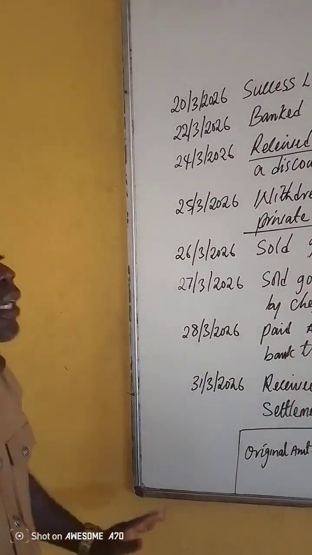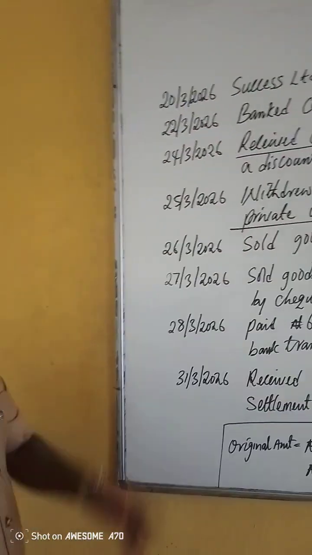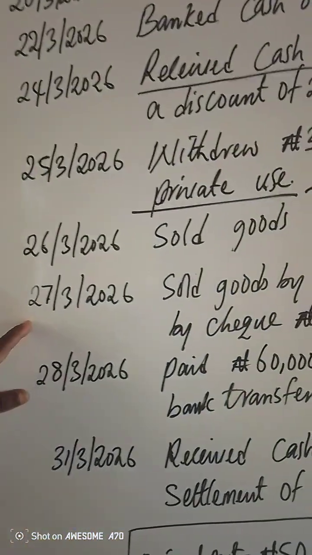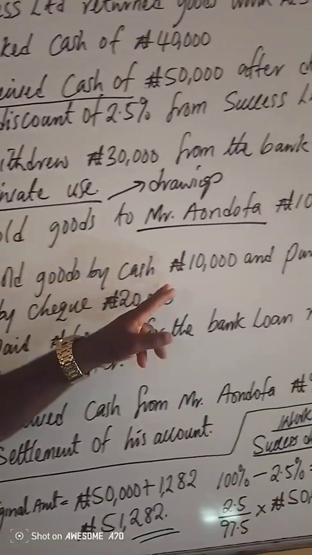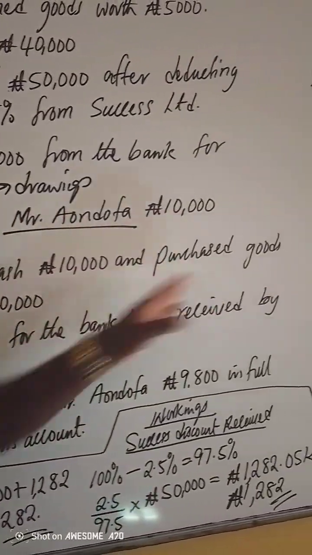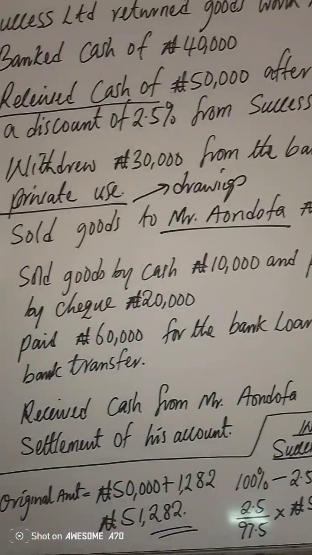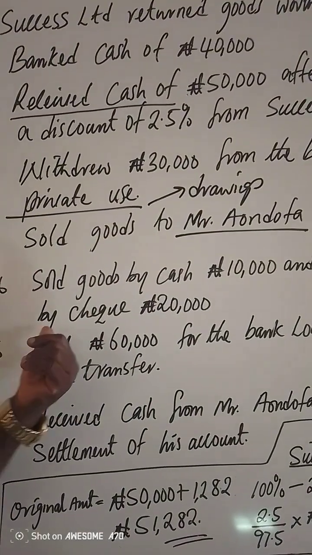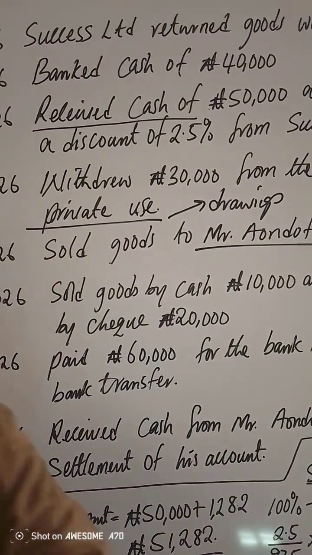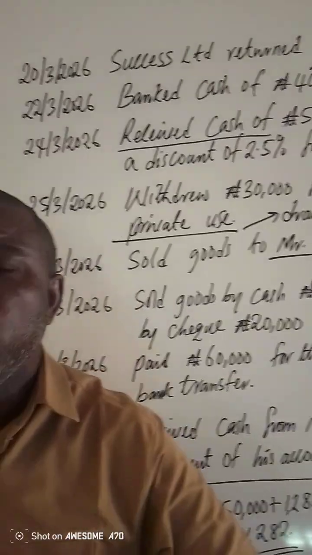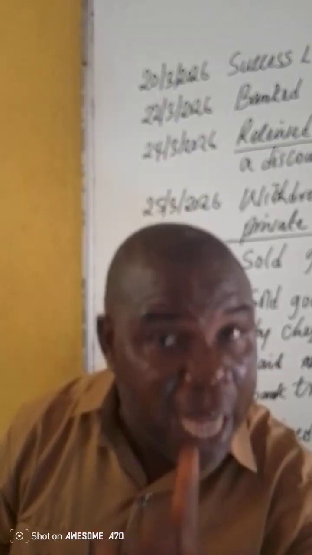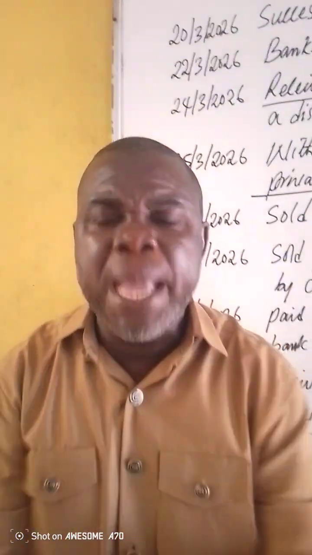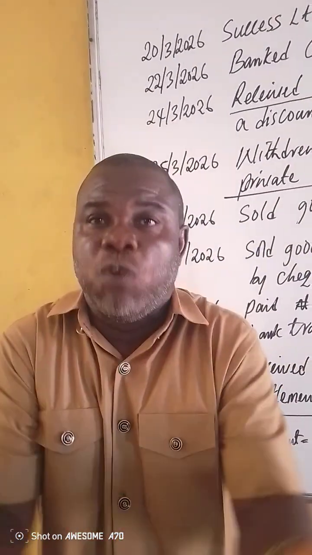So this one will be recorded because it's a credit transaction. Let's continue. Next, on the 27th of March 2026, sold goods by cash 10,000 and purchased goods by check worth 20,000. This is clear, but there's something I want to emphasize. It's what is called a two-in-one transaction. That is, you can have up to 3 or 4 different transactions in one day. So they can be meshed together to give you a transaction for that day.